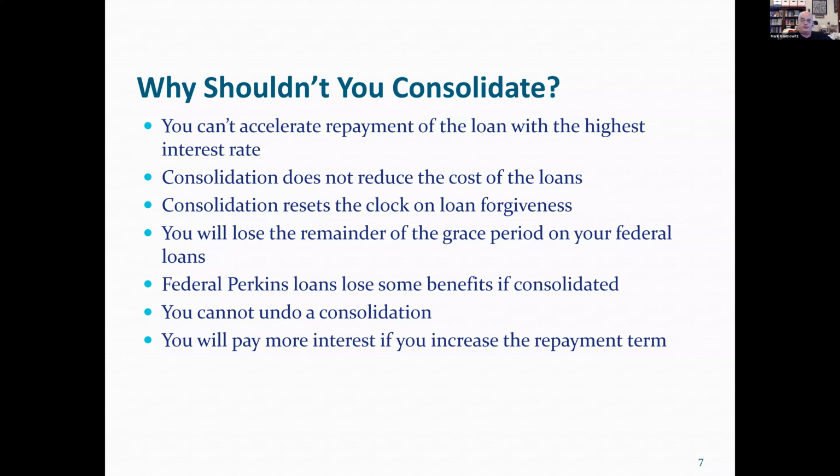The interest on a Perkins loan is subsidized. It becomes unsubsidized when you consolidate it. And the Perkins loan includes many, many loan forgiveness options. You lose all of them if you consolidate. You do get the public service loan forgiveness as an option on a federal direct consolidation loan, but that's about it.